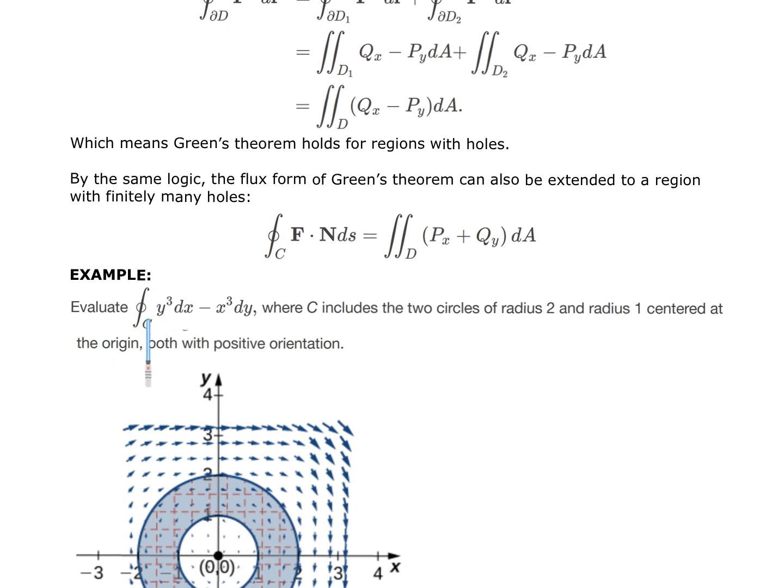So evaluate the circulation over the curve C of y cubed dx minus x cubed dy, where C includes two circles of radius 1 and radius 2, centered at the origin, both with positive orientation.